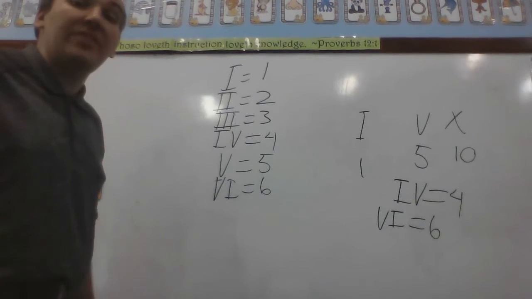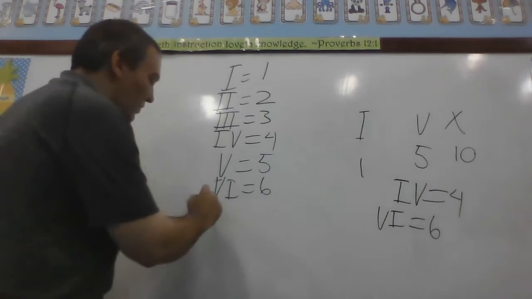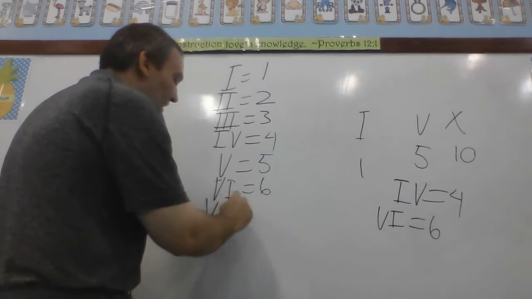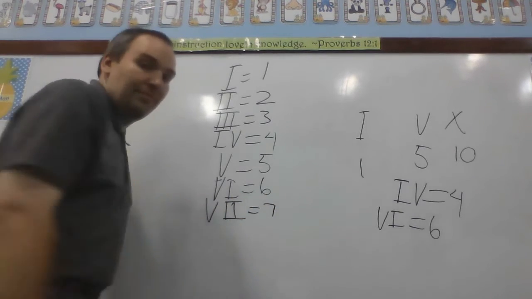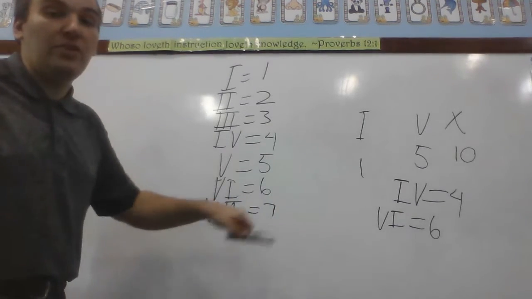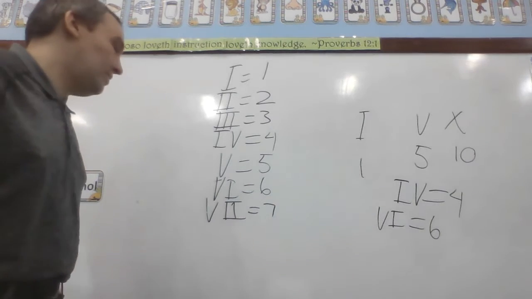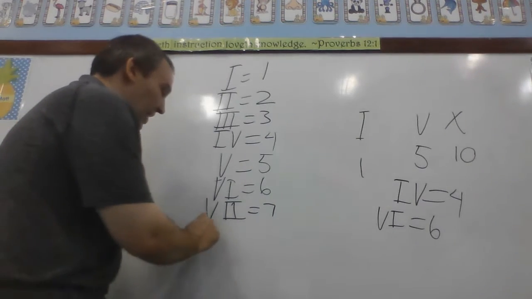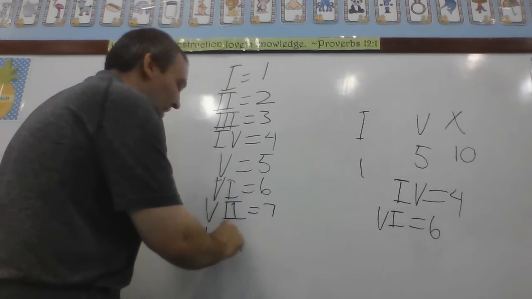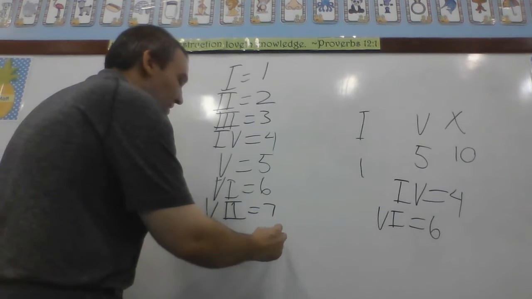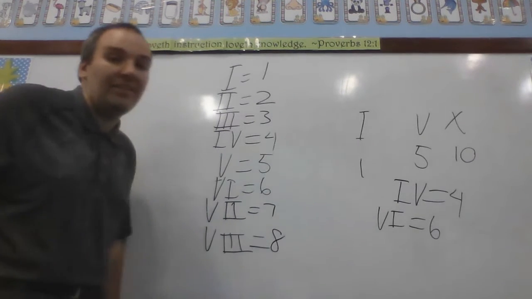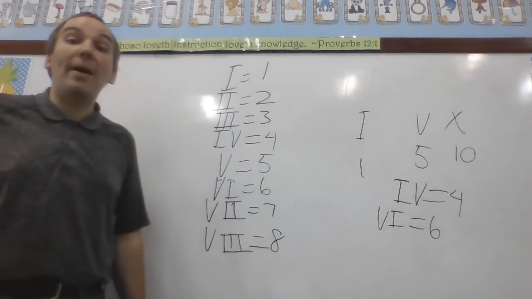What do you think 7 looks like? 7 is VII, a 5 and 2 1s. So what do you think 8 looks like? VIII. Right? That was 8. So how about 9?